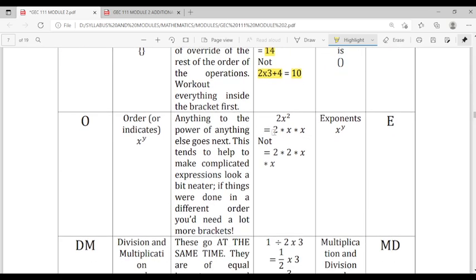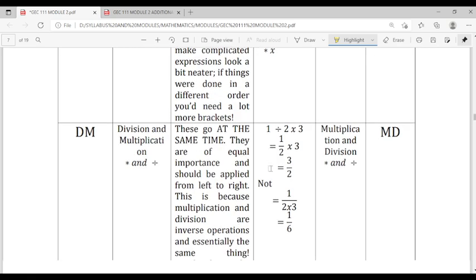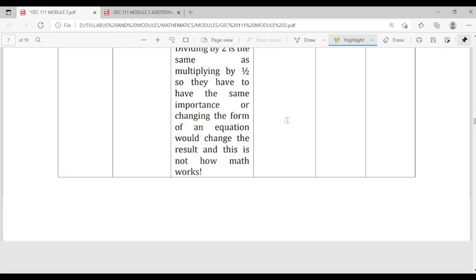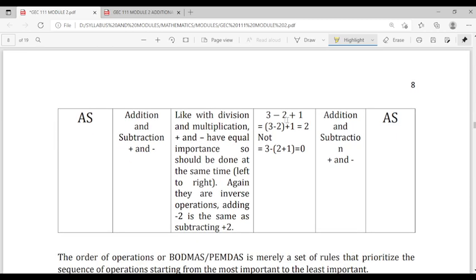Order, or we can simplify first the exponent. So from here, 2x squared is equal to 2 times x, not 2 times 2 times x times x. Then DM, or division and multiplication. From left to right, division, whichever comes first, whether multiply or divide, as long as you solve first from left to right. And also AS, or addition and subtraction.